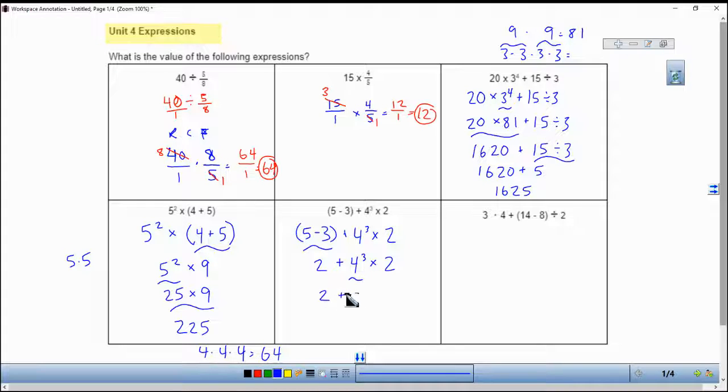So we have 2 plus 64 times 2. Parentheses, nope. Powers and roots, nope. Multiplication and division. Yes, we do have multiplication here. 64 times 2 is 128. Plus 2 is 130.